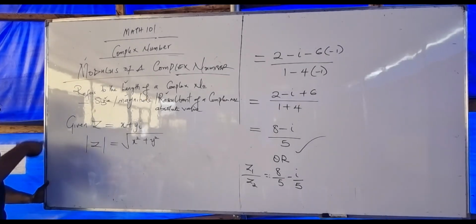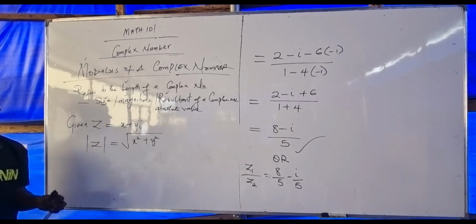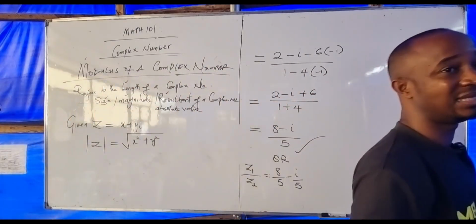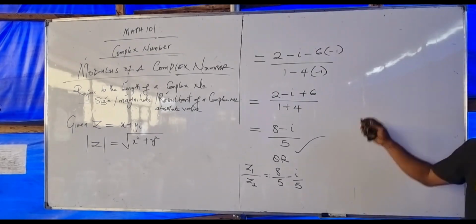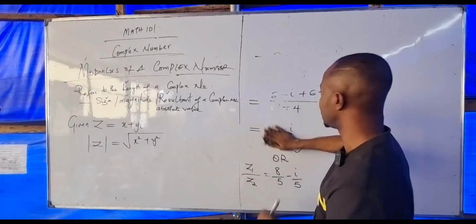After this, we're going to go into the Argand diagram. The concept of this modulus actually came from a diagram called the Argand diagram. A complex number can be represented in the diagram called the Argand. Let me show you something, but don't write this. I will still come back to this.